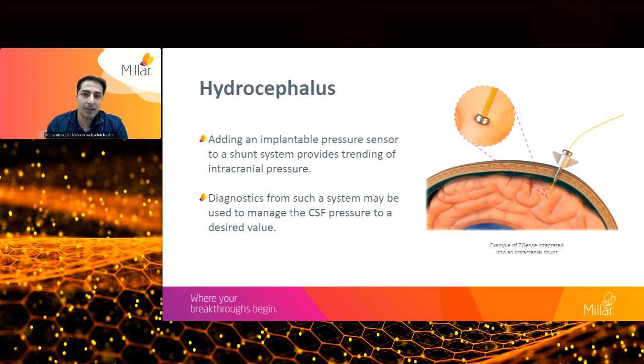By integrating an implantable pressure sensor into the shunt system, we can enable continuous intracranial pressure monitoring, which will allow for real-time diagnostics, helping to maintain CSF pressures at optimal levels. Tysons is a highly sensitive sensor, sensitive to small variations in CSF pressures, and can remain in direct fluid contact for instantaneous or long-term measurements. This capability makes it a powerful tool for improving hydrocephalus management and patient outcomes.